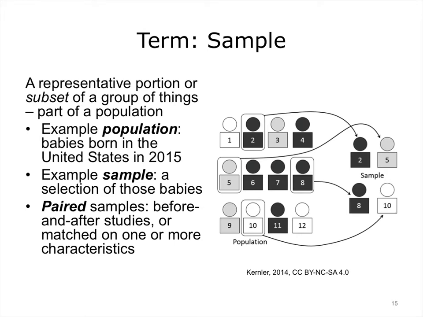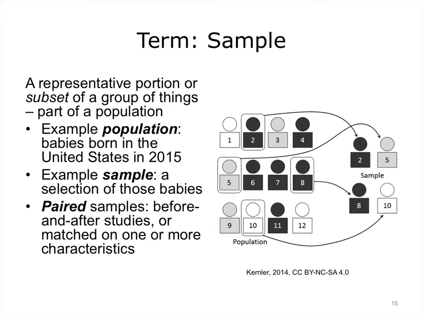The next term we'll look at is sample. Let's say you wanted to find out the average weight of babies born in the United States in 2015. That would be the population you would be studying. It would be very difficult, if not impossible, to get the weight for every baby. Instead, you would get weights from a representative portion of the population and then extrapolate the average weight of all babies. This portion or subset is called a sample.